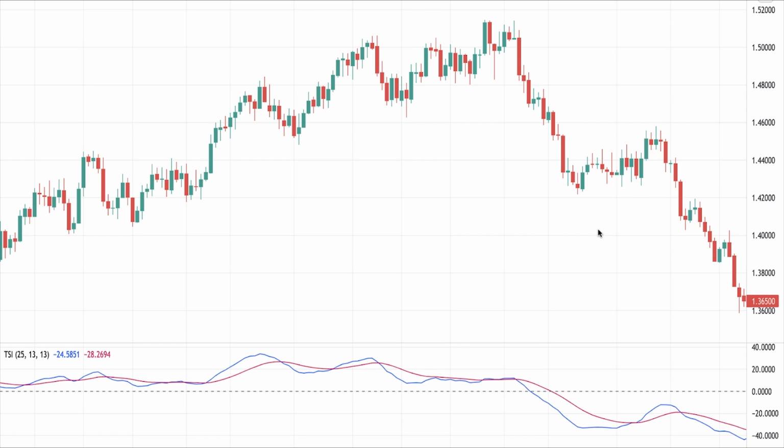The True Strength Indicator is a very effective tool for evaluating momentum and identifying changes in the direction of the price, but like any other tool in technical analysis, you should never base your trading decisions only on this indicator, and you must use it in conjunction with other tools and concepts of technical analysis.